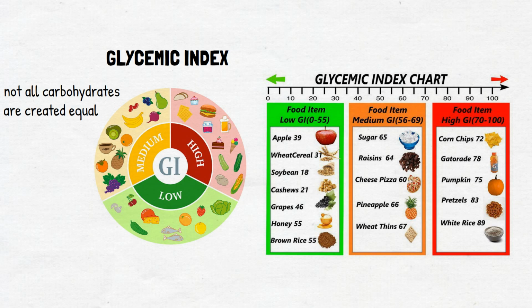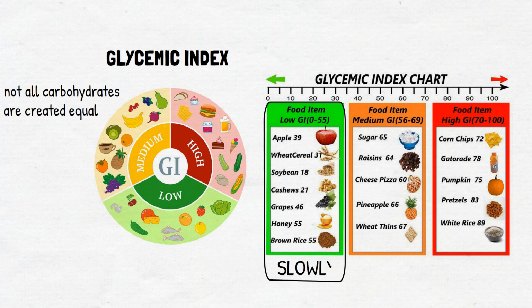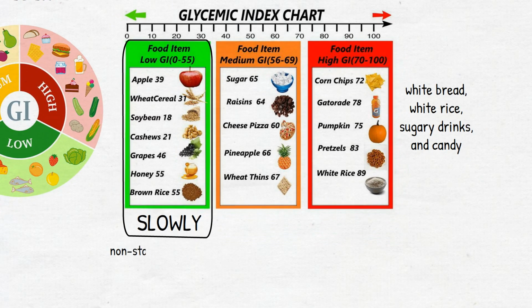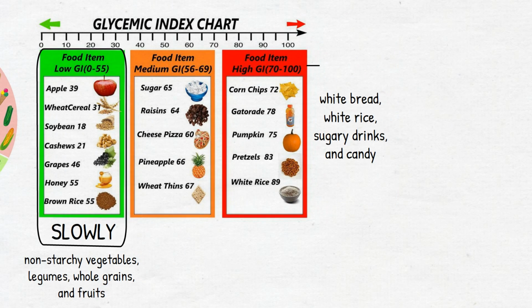Foods with a high index are rapidly absorbed and digested, causing a rapid rise in blood glucose levels. Foods with a low index are absorbed and digested more slowly, causing a lower and more sustained rise in blood glucose levels. Foods with a high glycemic index include white bread, white rice, sugary drinks, and candy. Foods with a low glycemic index include non-starchy vegetables, legumes, whole grains, and fruits. Foods with a low glycemic index are also generally high in fiber.